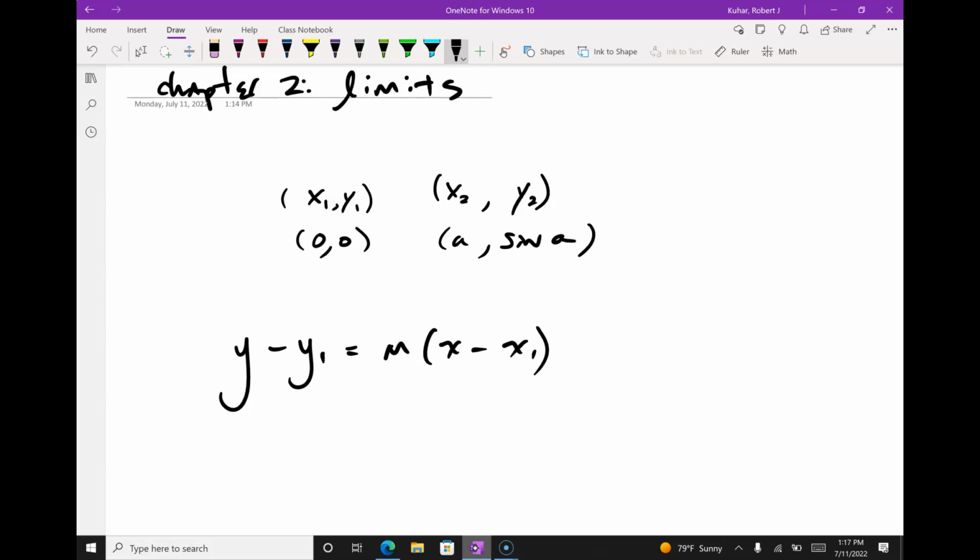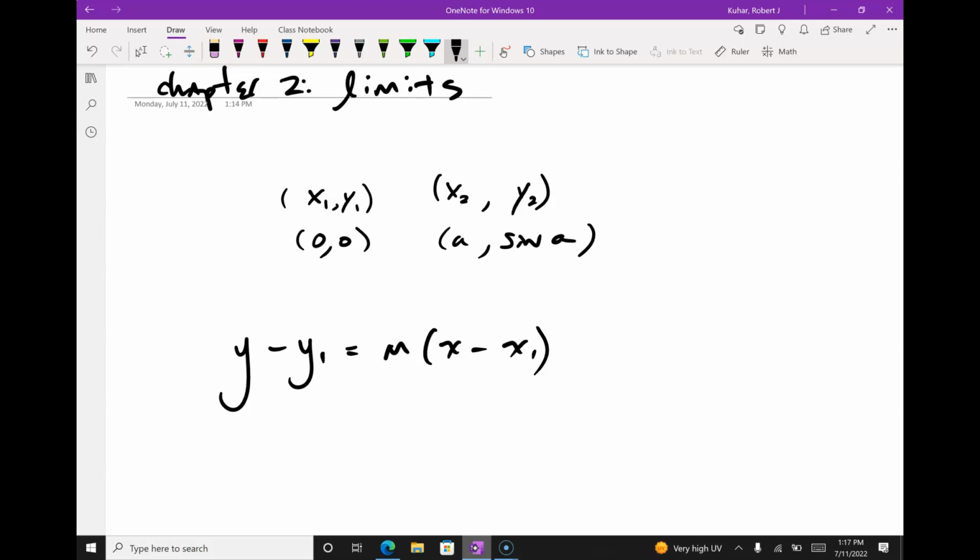Yes, does this all sound familiar to you? Hello? There's only 10 of you. You can't hide from me. Does this line sound familiar to you? This is called the what form of the line? Point slope.